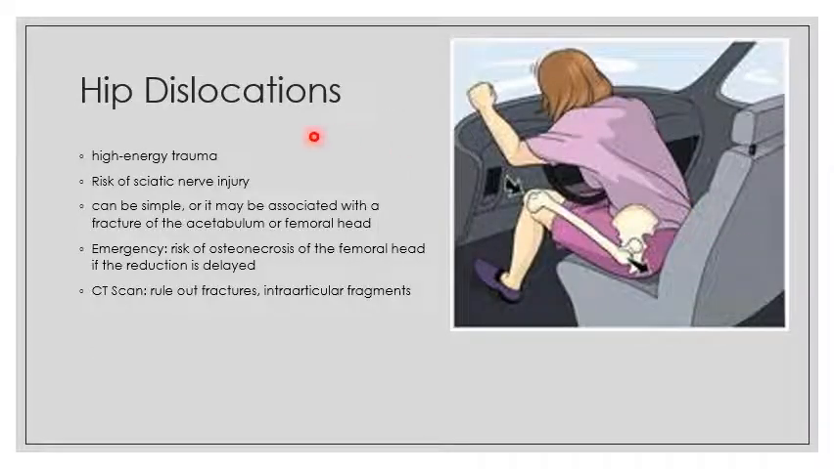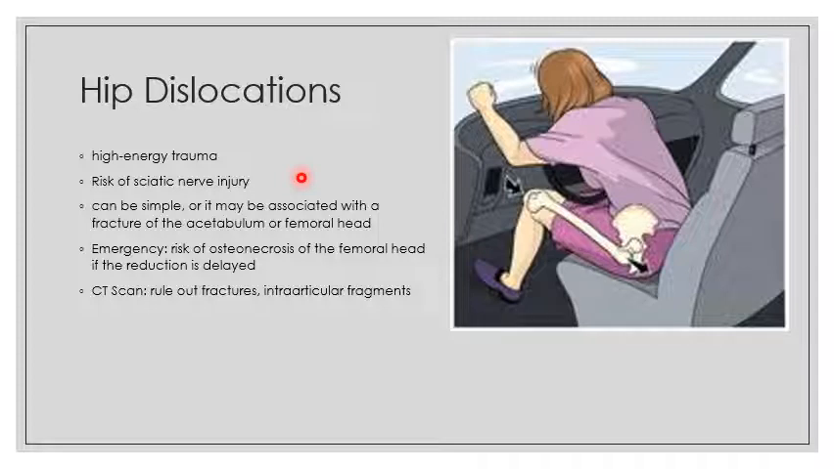So hip dislocations, if you compare it with the shoulder, occur posteriorly. Usually it's a dashboard injury, most commonly occurring posteriorly and less commonly anteriorly, as compared to the shoulder, where dislocations are mostly anterior and rarely posterior. So there's a risk of nerve injury, so you have to examine the patient for foot drop and numbness at the top of the foot.